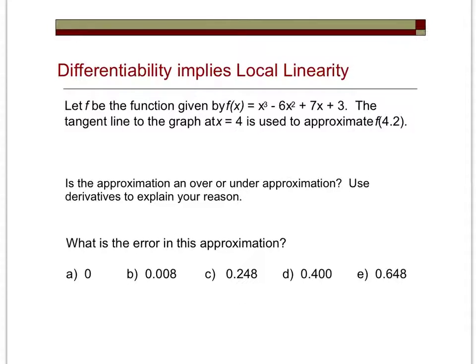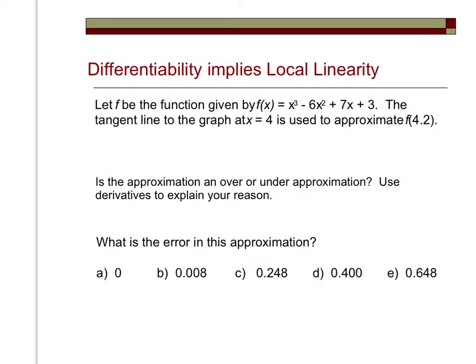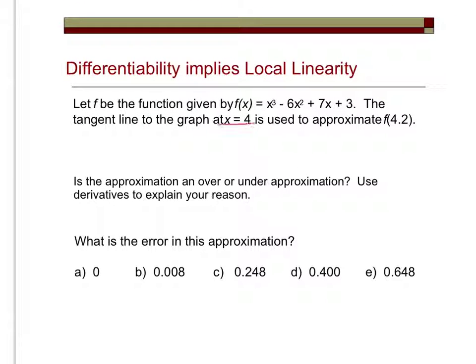Okay, so now we have another function, and it looks like a cubic here. What we want to do is, at x equals 4, use a linear approximation for 4.2. So I'm going to find the derivative, and the derivative will be 3x squared minus 12x plus 7, okay? And if I substitute the value 4 into this function, I know the math, I've done it before, I get 7. You can trust me on it. So now we know that the slope is 7.